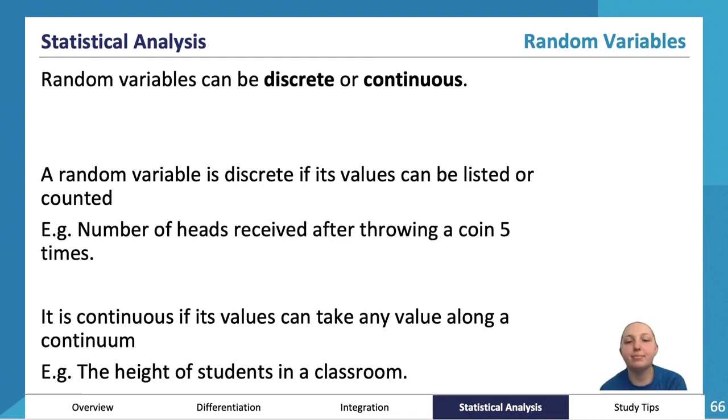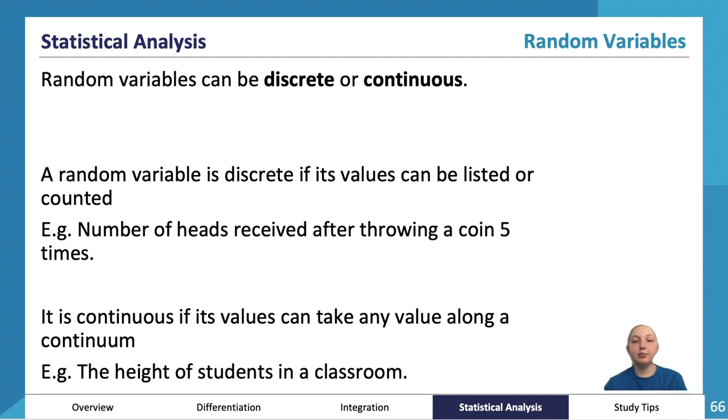So this is a fairly simple part of the variables, but a random variable is discrete if its values can be listed or counted. So if you can exactly count every single possible outcome. For example, the number of heads received after throwing a coin 5 times. You probably wouldn't, but you could actually count the values.